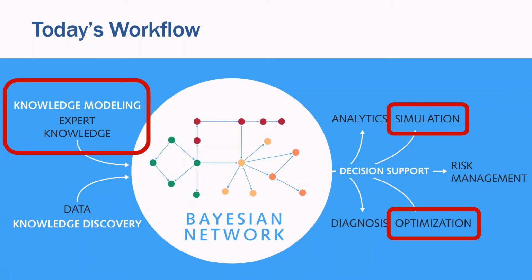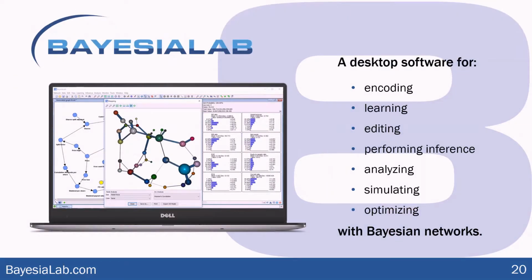That gives us a Bayesian network, and once we have that Bayesian network, we can simulate with that, we can look for optimal solutions, etc. And of course, all of that we will do in BayesiaLab 8. You may have seen BayesiaLab in other contexts, especially for machine learning Bayesian networks, but today we're purely using it for encoding our knowledge and then simulating with it.